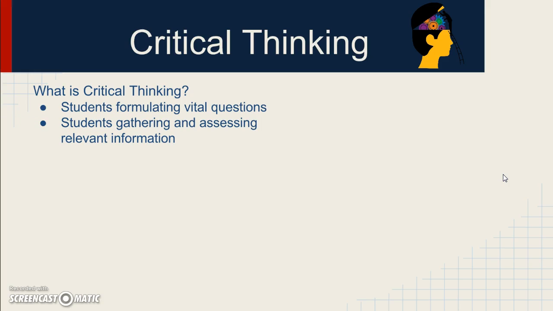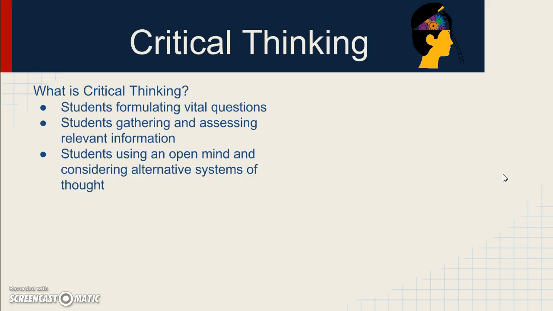Students are also involved in the process of gathering and assessing relevant information. In critical thinking, students aren't just given the information to solve a problem, but they need to go out and find the information to solve that problem and decide which information is relevant. Students are also using an open mind and considering alternative systems of thought. A lot of times their same way of thinking isn't enough to solve the problem, so they're thinking of different ways that they could think about the problem.